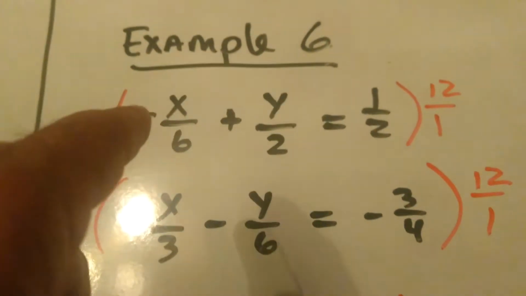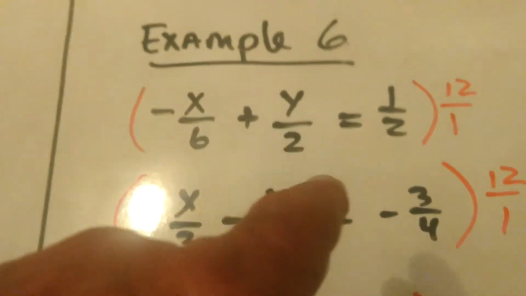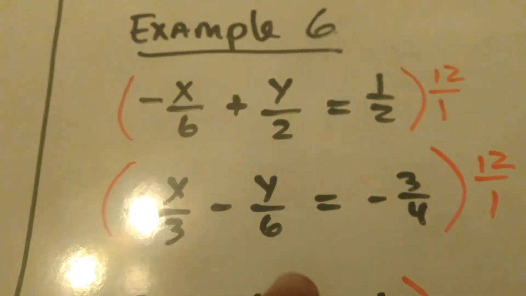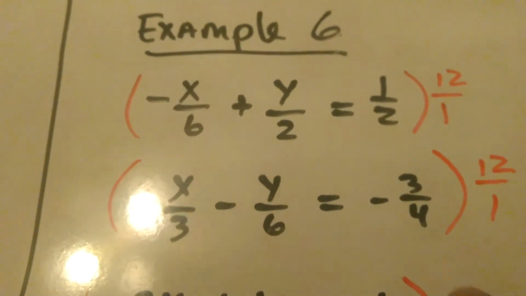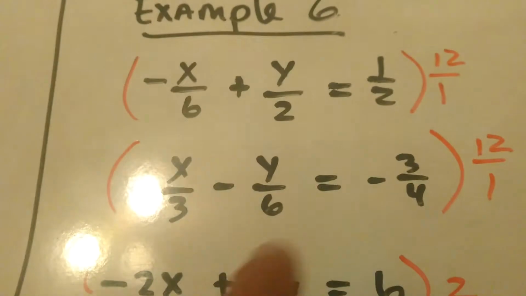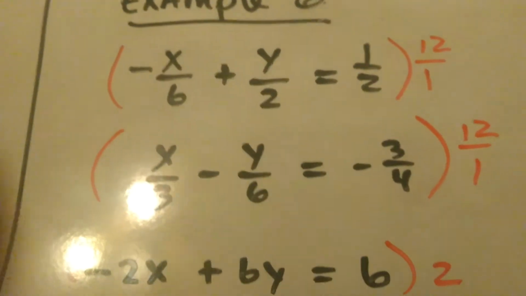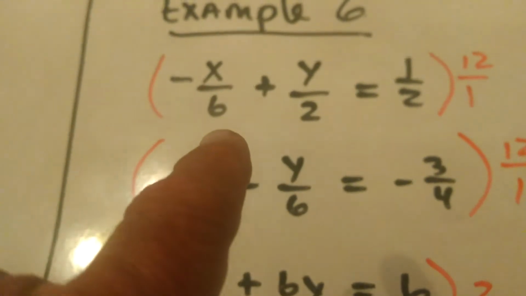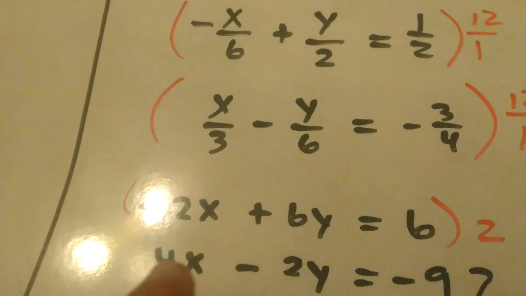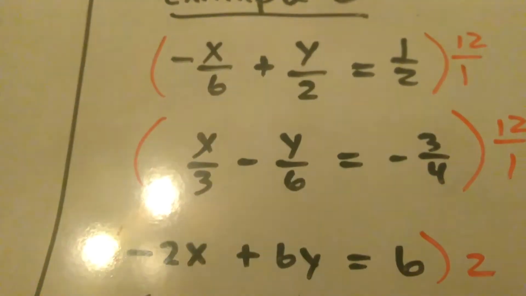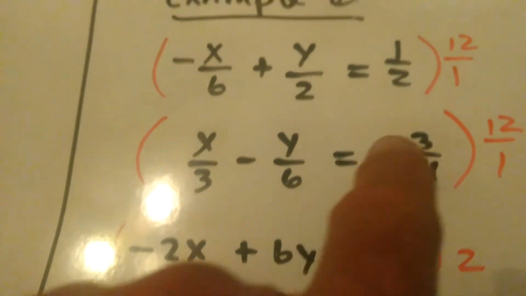So the original problem is negative x over 6 plus y over 2 equals 1/2. The second equation is x over 3 minus y over 6 equals negative 3/4. In this denominator, we're going to multiply by 12 over 1. This one we're going to multiply by 12 over 1 as well. When I multiply 12 over 1 times negative x over 6, I get negative 2x. Multiplying by 12 over 1 here, I get 6y.